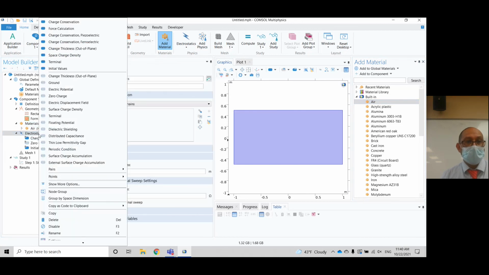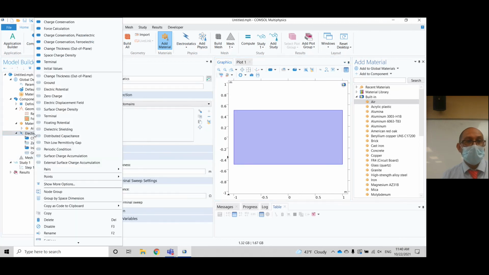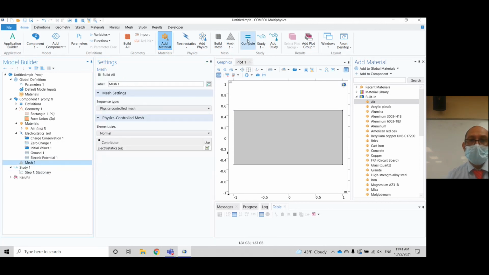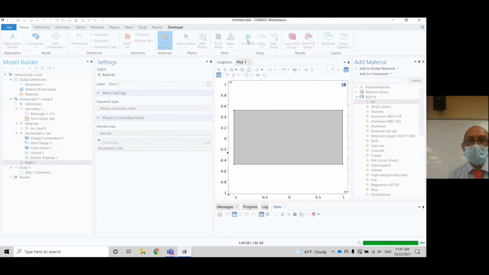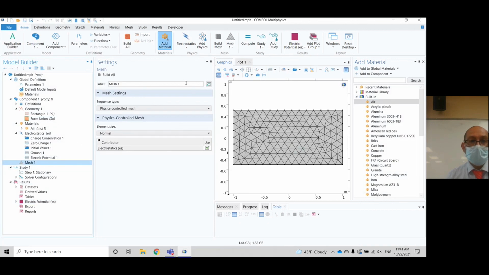And I'm gonna add my boundary conditions. So ground, I'm gonna say this is ground, this is ground, this is ground. And then the electric potential. We're gonna say that that's 100 volts. Do the mesh. Oh, I didn't do the mesh. I'm gonna make a finer mesh.